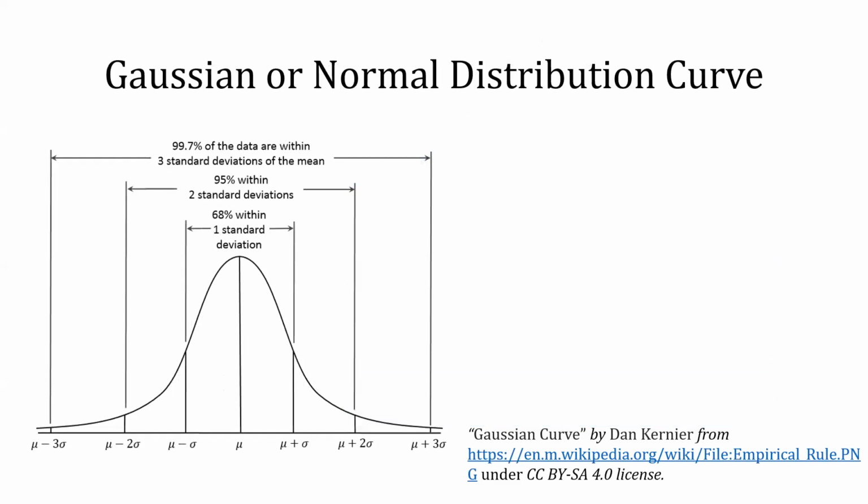This figure here is a Gaussian or normal distribution curve that tells what portion of the values fall within the mean and a specific number of standard deviations. It is a bell-shaped curve. 68% of the values fall within the mean plus or minus 1 standard deviation. 90% of the values fall within the mean plus or minus 2 standard deviations. 99.7% of the values fall within the mean plus or minus 3 standard deviations.